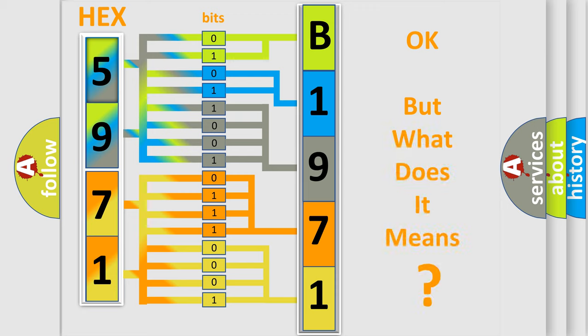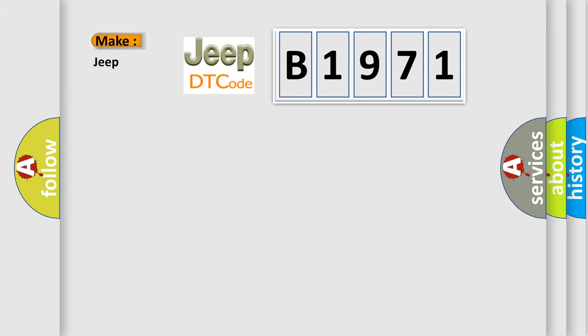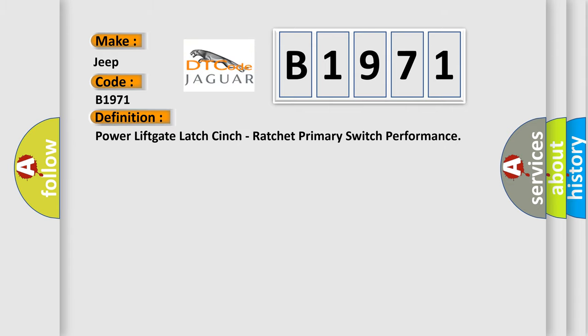The number itself does not make sense to us if we cannot assign information to what it actually expresses. So, what does the diagnostic trouble code B1971 specifically mean for Jeep vehicles? The basic definition is: power liftgate latch cinch, ratchet primary switch performance.